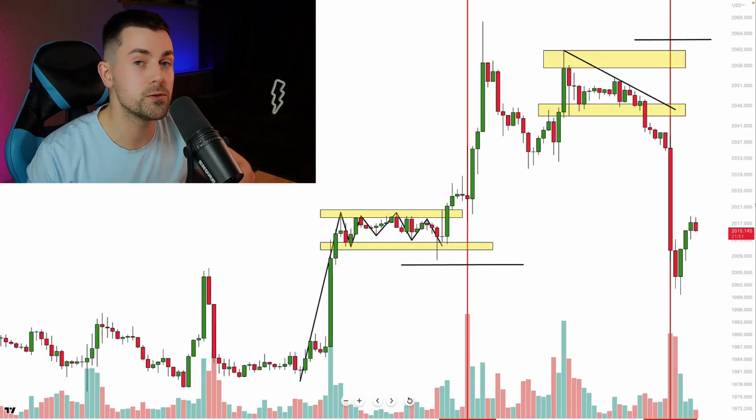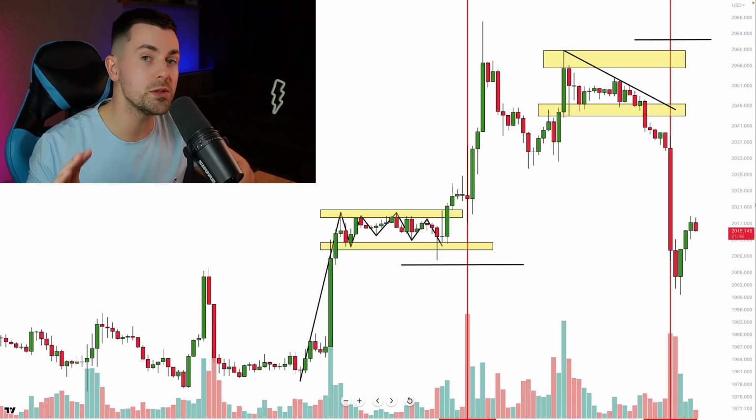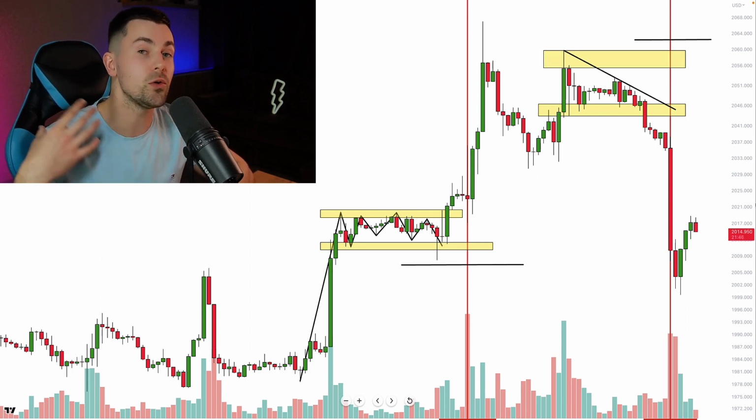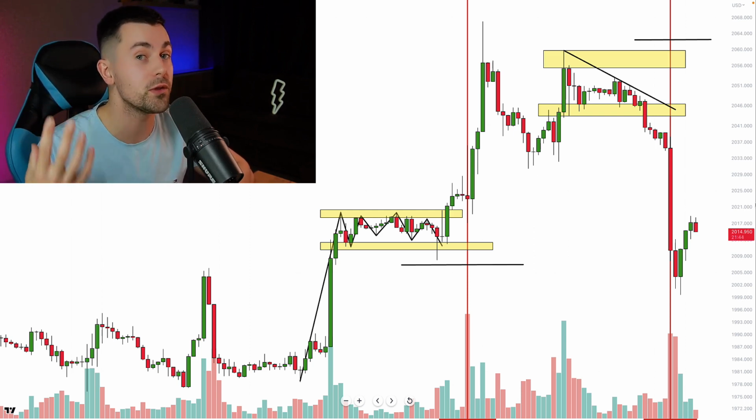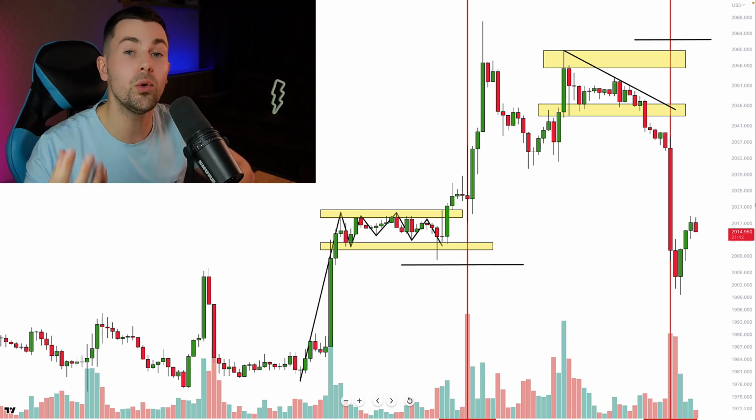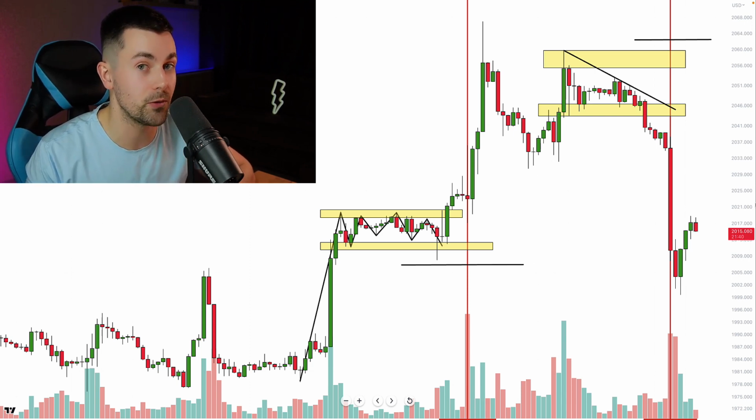Before the important news, always monitor the price action. Always monitor how the price acts and look for the ranges. Look for the ranges and look for the breakout of the ranges. They will help you to accurately predict the future direction of the market.